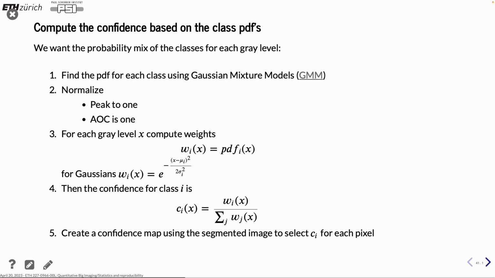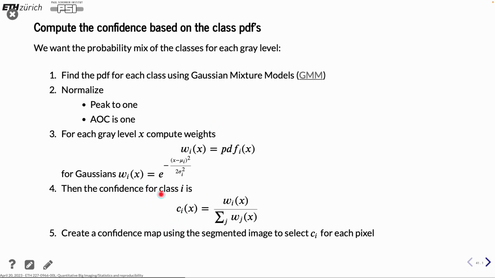Then we need to normalize it, so we can do different principles, but I use now peak to 1. So the peak of each Gaussian is equal to 1. You could also do that area under the curve is equal to 1. And I think that probably in the end doesn't make much difference, actually. And from there, we compute some weights. And the weight is just for a given value, gets the probability of that specific value from the Gaussian distribution.